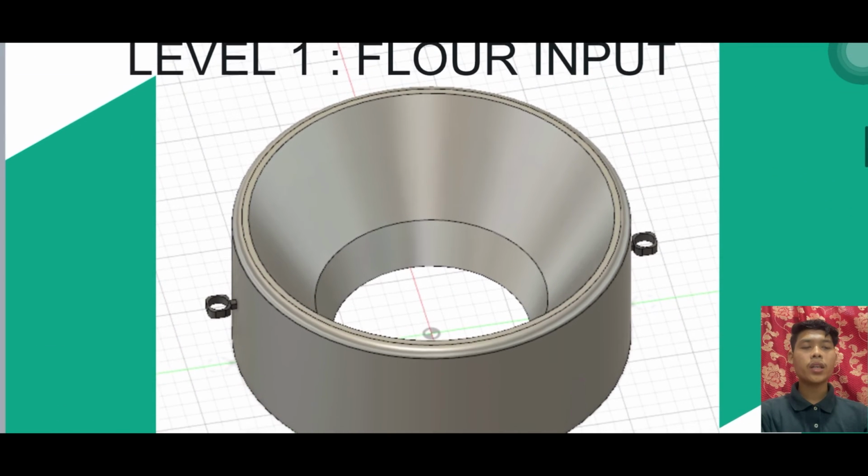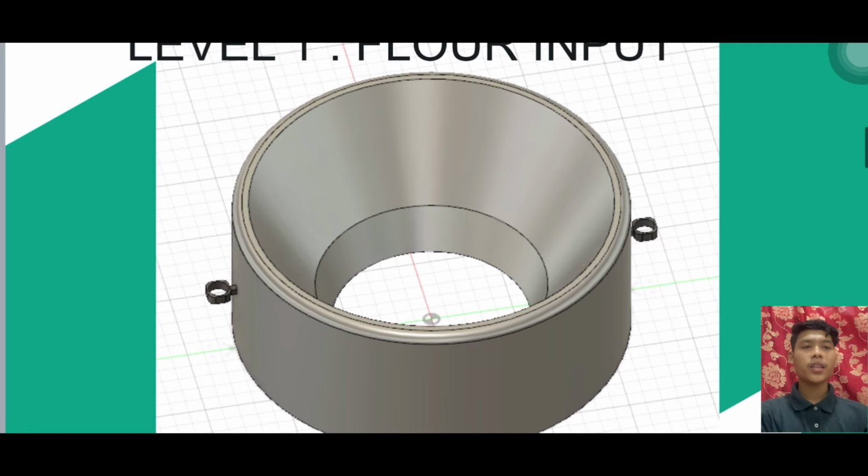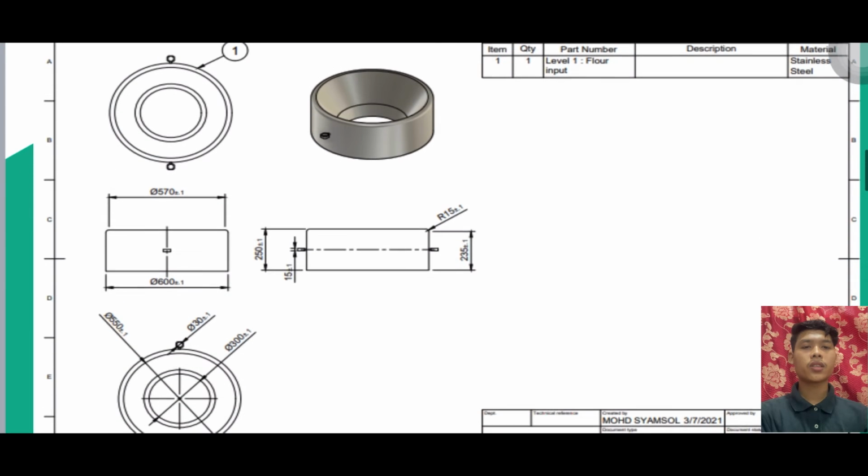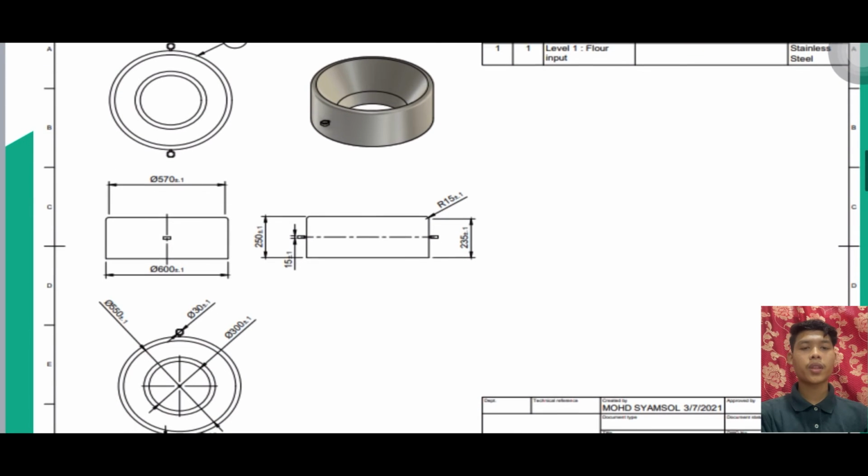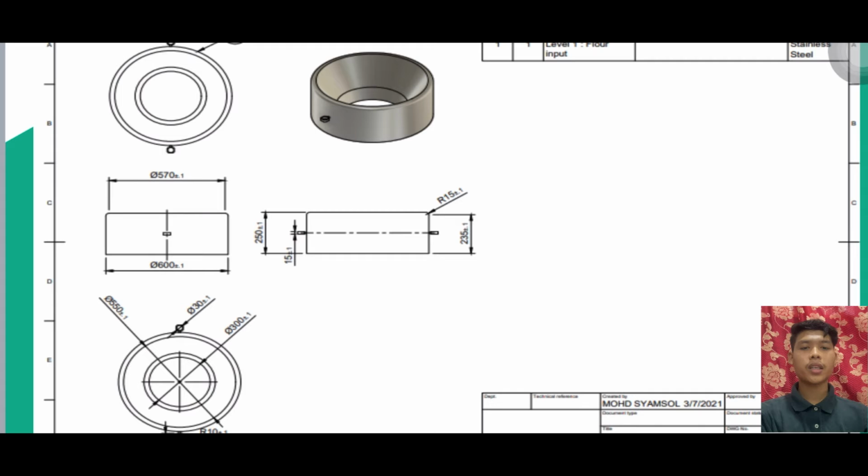For the level 1 floor input, as you can see, this is the floor input and the 2D drawing. The height for this level is 250 and the diameter is 600, and the material is also stainless steel.